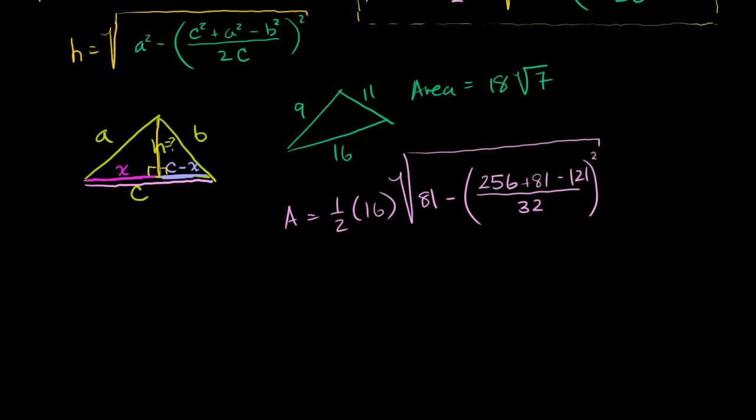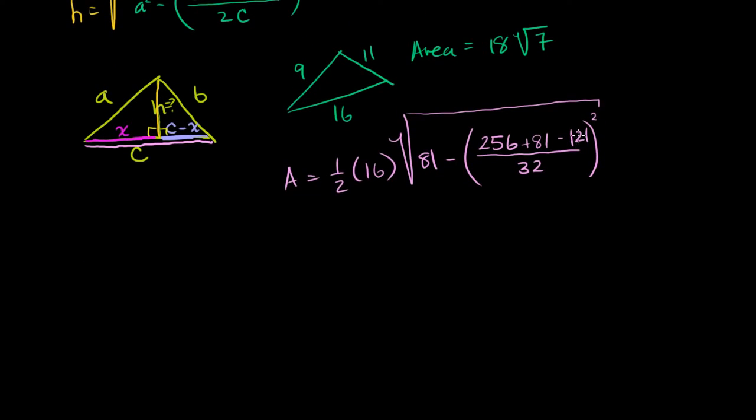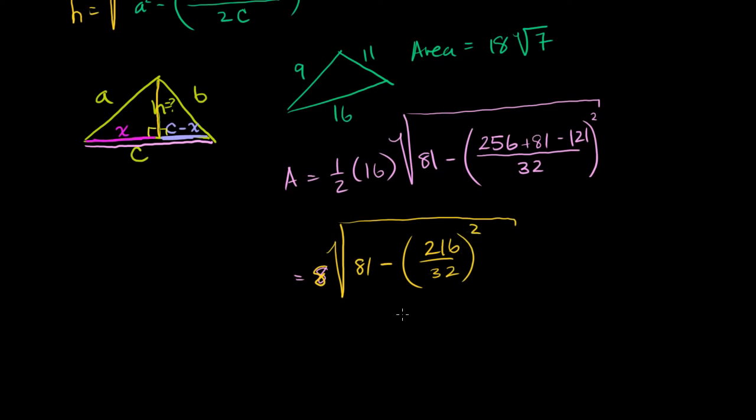So let's see if we can simplify this a little bit. 81 minus 121, that is minus 40. So this becomes 216 over 32. So area is equal to 1/2 times 16, which is 8, times the square root of 81 minus, let's see, 256 minus 40 is 216. 216 over 32 squared.